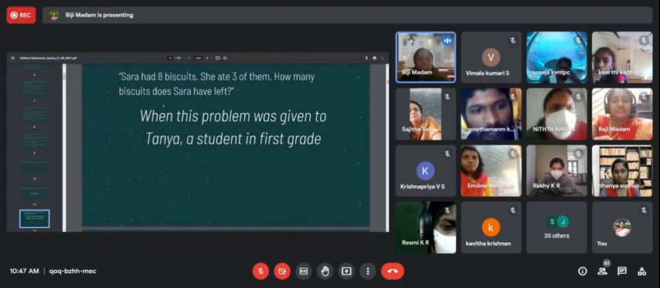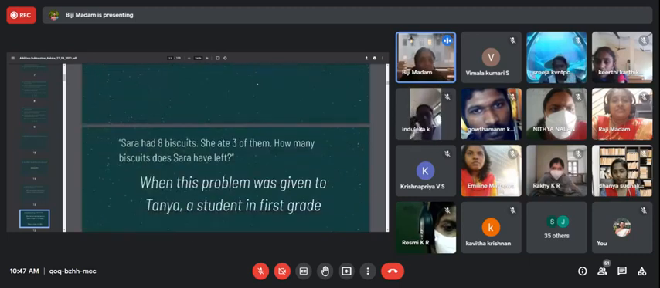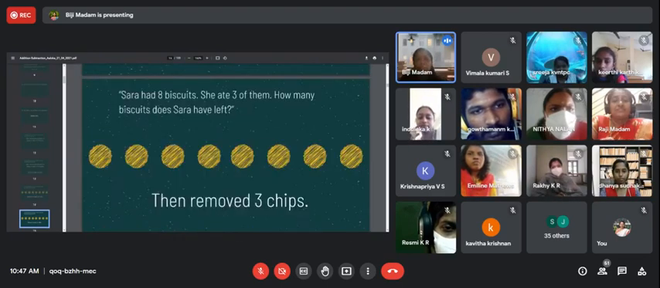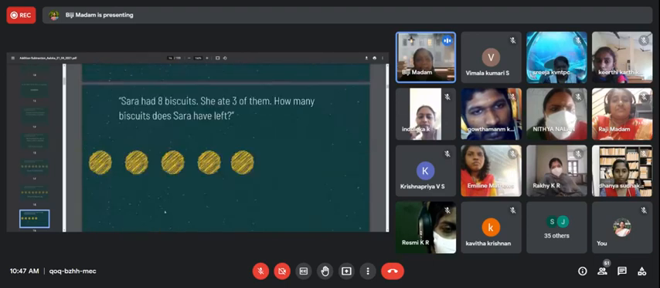So when a child is given this first problem, Sarah had 8 biscuits, she ate 3 of them, what will the child be expecting to do? She will be taking 8 biscuits like this, and she will be putting 8 chips or biscuits, anything she can put. She will be taking away the 3 and she may be counting the rest and she will get the answer 5. Agreed?